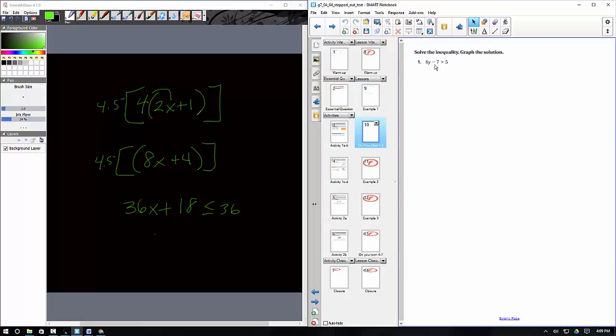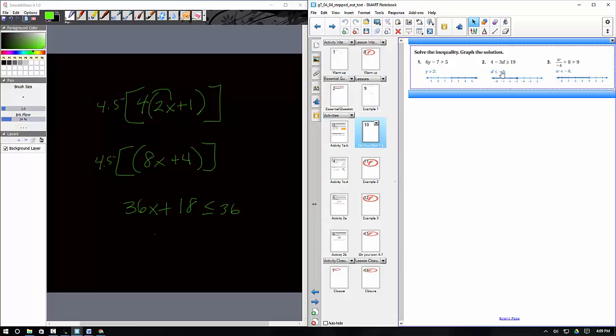Try doing this one here. So first of all, you're going to add 7 to both sides. When I do that, I get 12. And then I'm going to divide by 6, so y is greater than 2.